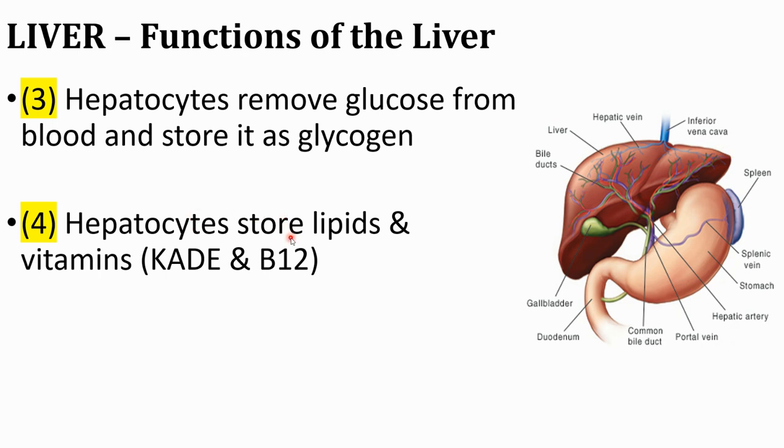Hepatocytes store lipids and vitamins. So they store vitamin K, vitamin A, vitamin D, vitamin E. These are your fat-soluble vitamins. I just spell it this way because it reminds me, it spells a word to me, CADE. That's how I remember it. And then vitamin B12.